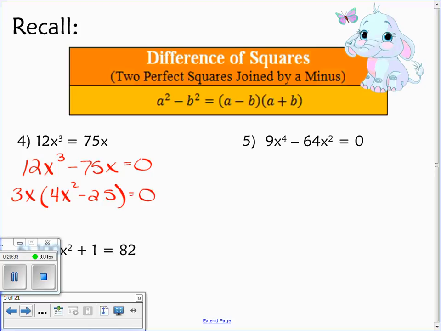Difference of squares. Do you see the difference? The minus sign. Perfect square, perfect square. Difference of squares, guys. What are your signs if your last one's negative? Plus and minus. Square root of 4x squared, square root of 25 is 5.